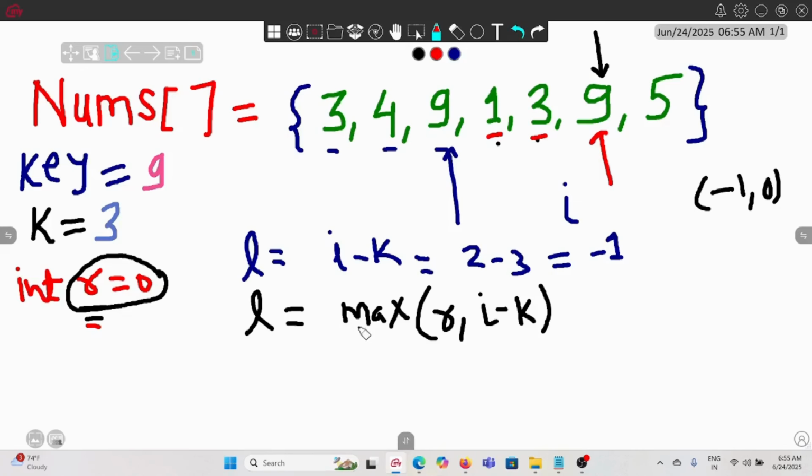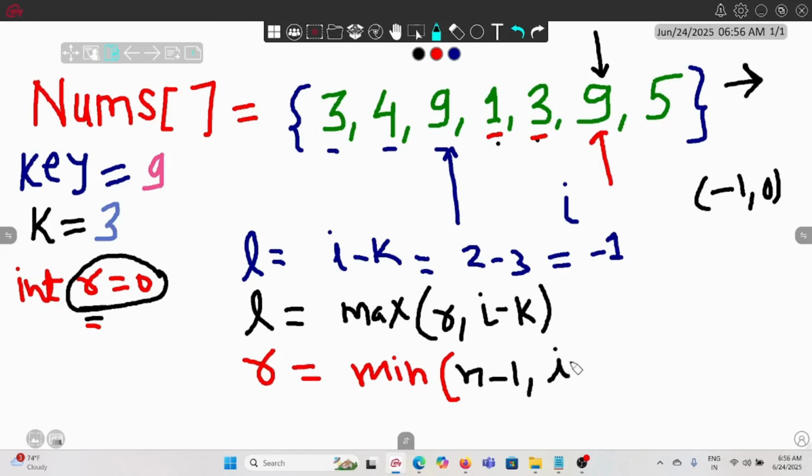So left would be decided like this: max of R and I minus K. And for the right side, R would be decided with the min of what? So min of n minus 1, because on the right side we can only go up to n minus 1, we cannot go beyond this array, otherwise there would be an exception. So this would be min of n minus 1 and I plus k.